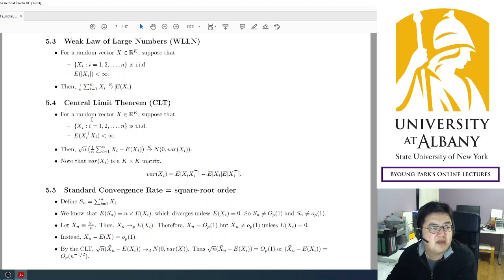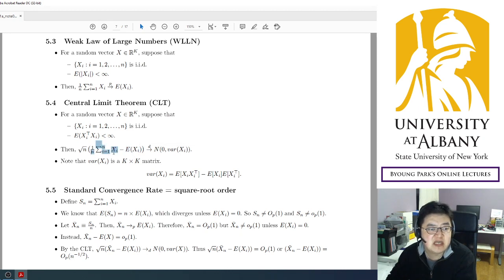The central limit theorem is that for any random vector, also IID, the other assumption is that the expectation of x prime x is finite, and then we have this convergence. You multiply by square root n. So it starts from here. This is the sample mean, and this is the population mean.